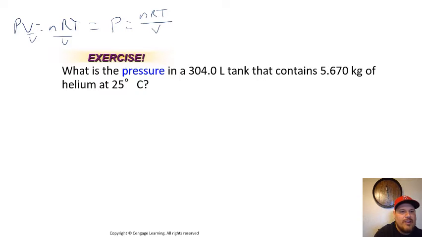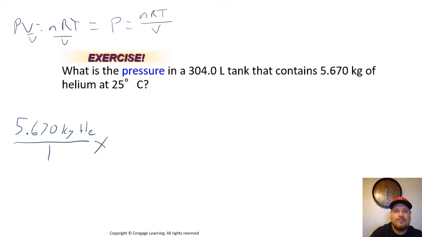Let me show you this in one straight problem, just to show you guys something. So we have 5.670 kilograms of helium. Get it? Because it's funny. Oh, stop. All right, of helium, and we're going to convert it to grams of helium. I know that for every 1 kilogram, I have 1,000 grams. Now that's going to convert out. Kilograms are going to be gone.